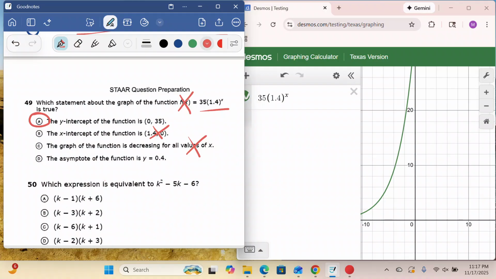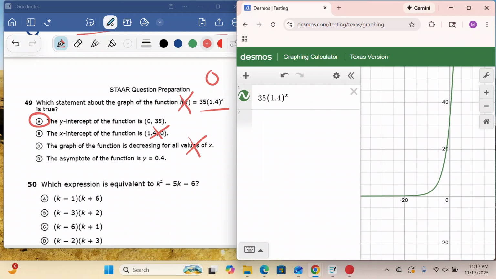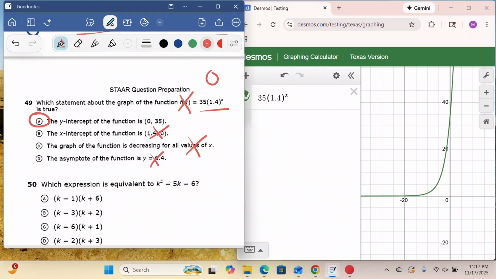Actually, the asymptote of this function is going to be 0. Why? Because it approaches 0 but never touches 0. So the asymptote or the boundary is 0. This is false. So the answer choice is letter A.